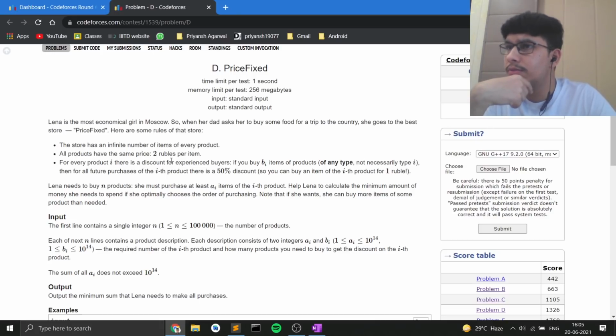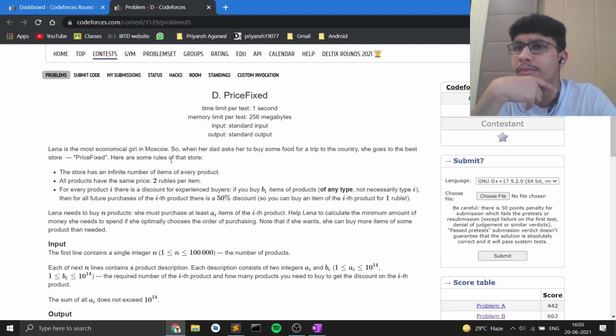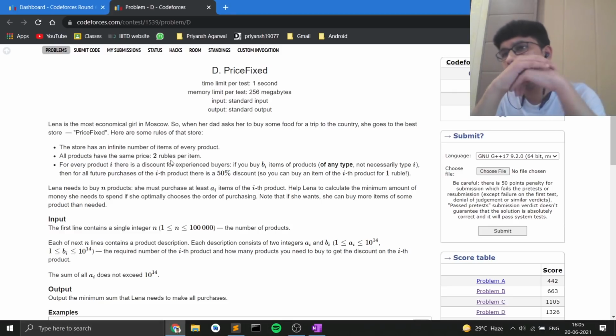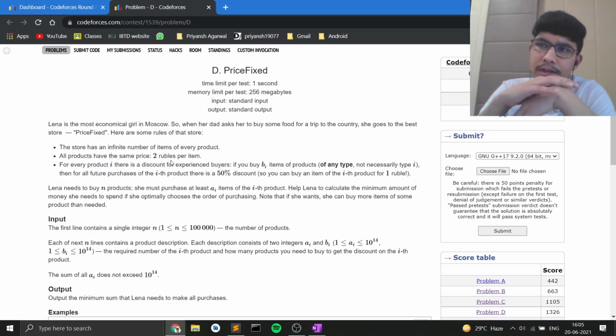So, when her dad asks her to buy some food for a trip to the country, she goes to the best store, price fixed. The store has an infinite number of items of every product. All products have the same price, 2 rubles per item. For every product i, there is a discount for experienced buyers. If you buy Bi items of product, and for all future purchases of the ith product, there is a 50% discount. So you can buy an item of the ith product for 1 ruble.